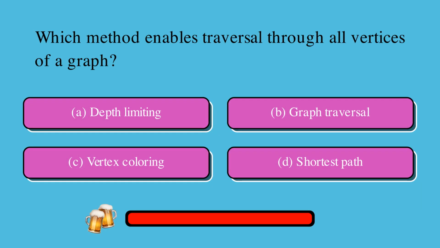Which method enables traversal through all vertices of a graph? Is it A, depth limiting, B, graph traversal, C, vertex coloring, or D, shortest path? The correct answer is B, graph traversal.